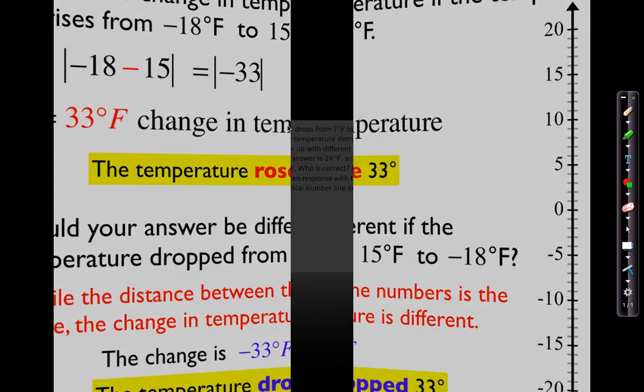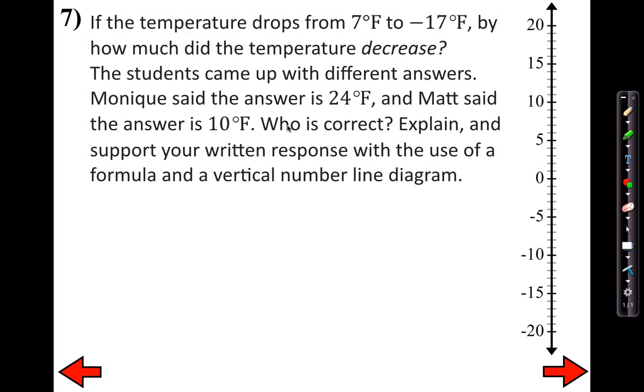It rose. So last example, go ahead and pause the video and try the last one by yourself. So for number 7, it says the temperature drops from 7 degrees Fahrenheit to negative 17 degrees Fahrenheit. But how much did the temperature decrease? The students came up with different answers. Monique said the answer is 24 degrees Fahrenheit. And Matt said the answer is 10 degrees Fahrenheit. Who is correct? Explain and support your written response with the use of a formula and a vertical number line diagram.